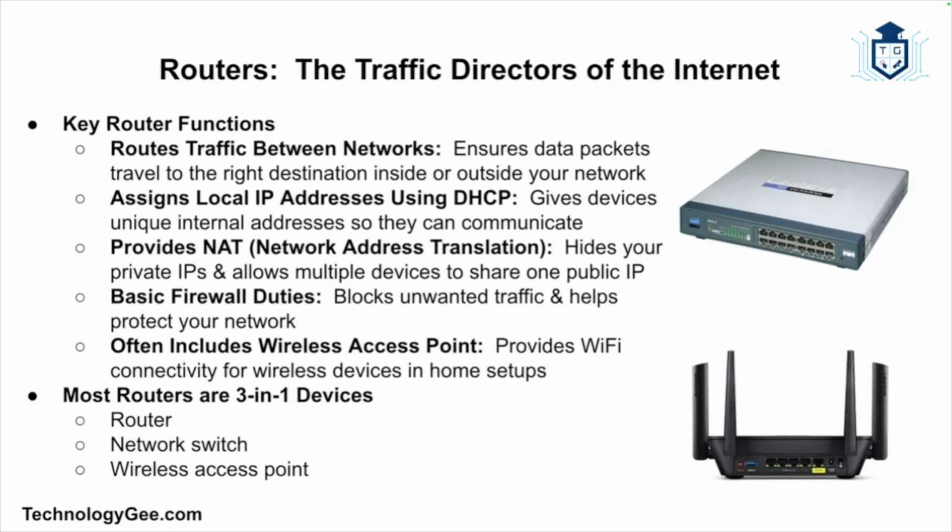So here are some of the key router functions that you need to know about. It routes traffic between networks. It assigns local IP addresses via DHCP. It provides NAT or network address translation for security and IP conservation, and it often includes wireless access point functionality in home networks. Now, as a side note, most home routers, like the one right here on your screen, are actually 3-in-1 devices where they have a router, a switch, and an access point all built into one device.